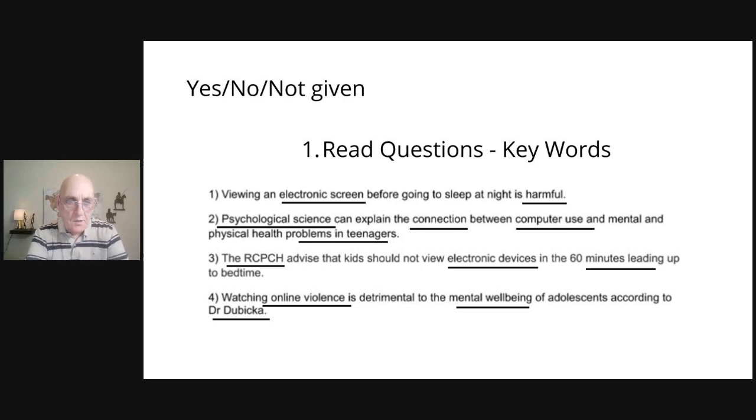And again, we have electronic devices, 60 minutes. Often 60 minutes can be expressed in a different way, like 1 hour. So just be aware of the different kinds of synonymous ways of expressing things. Online violence, mental well-being. It could maybe be expressed in a different way. And of course, whenever we see a proper name of a person or a place, we also underline that.